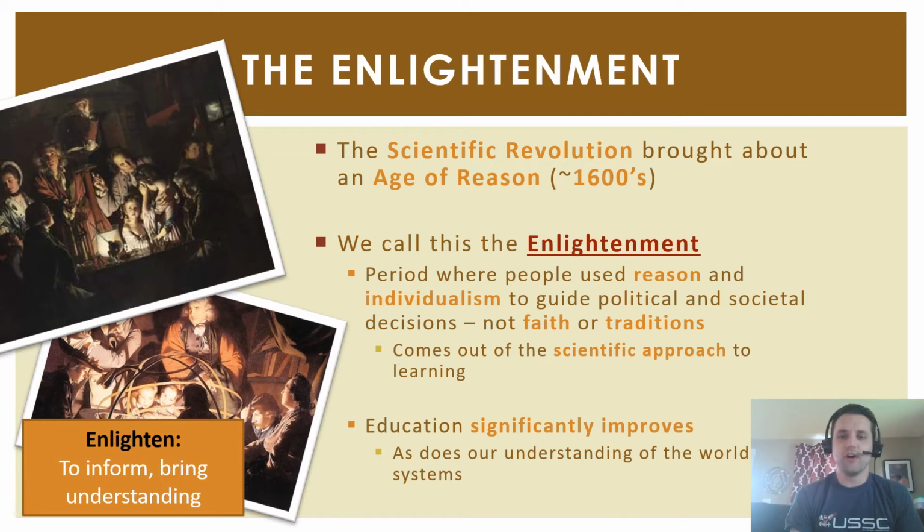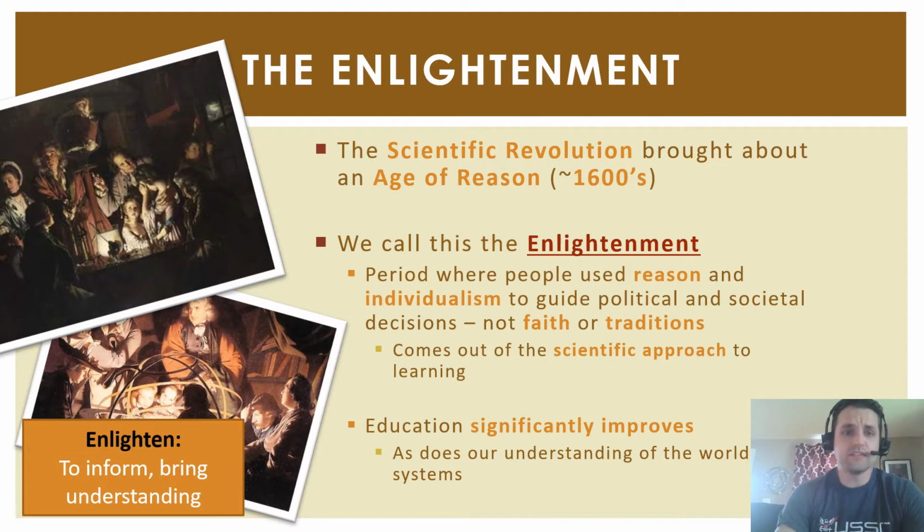So we're going to start to call this period, especially once we get past the scientific revolution, the Enlightenment. And it's this period where people are using reason and individualism to guide new decisions. And here we're particularly talking about political and societal decisions. So by political, we're talking about government. By societal, we're talking about how society works, just ordinary interactions between people. So again, reason and individualism, not necessarily faith or traditions or the old way of doing things. And all of this very much comes out of the scientific approach to learning.